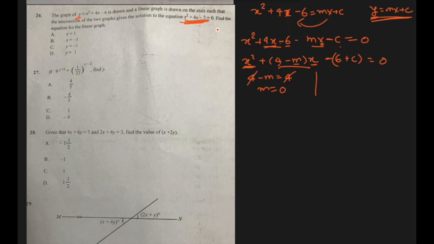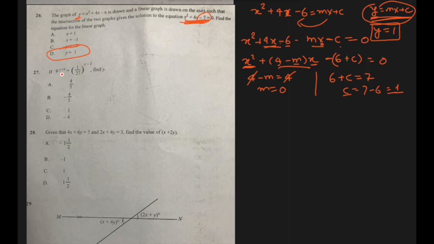What about the constant part? Constant is minus 7 here. Here we have minus 6 plus c. That means 6 plus c is equal to 7. So c equal to 7 minus 6, which is 1. So this equation which we assumed becomes y equal to 0x plus 1. No need to write the 0x, just 1. We got c equal to 1, right? So the answer is D.